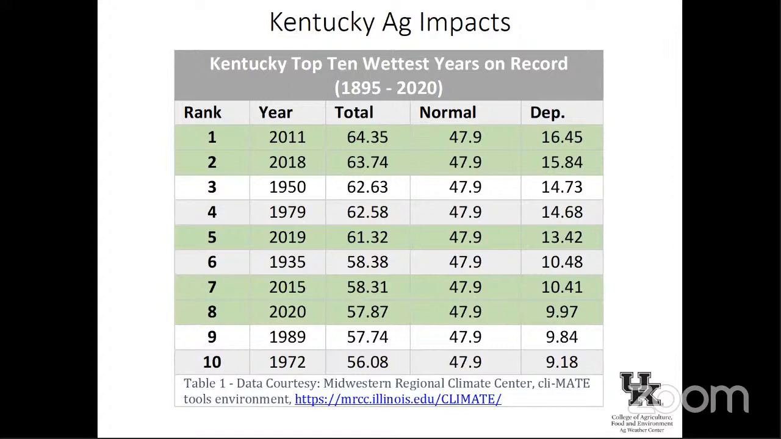2011 tops the list at 64.35 inches, but in recent past, you see 2019 in the top 10 also. So taking out the top 10, the state has now went 6 straight years with the annual state precip average running above normal. Bottom line, it has been wet around here. So next slide, please.